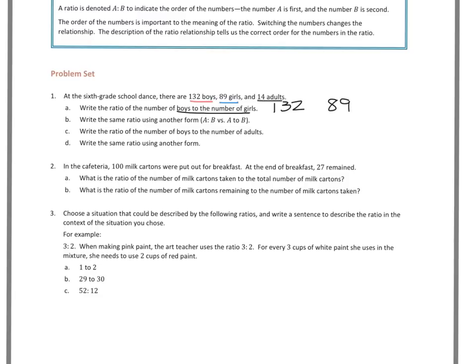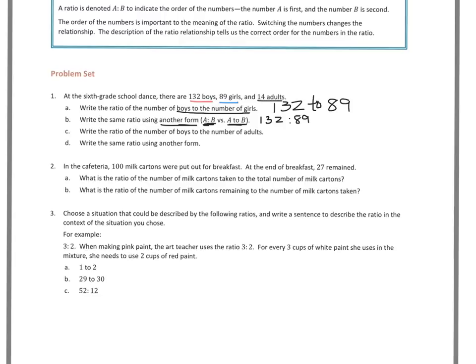Now we have to put something in between there, and there's a couple different ways I could do this, but I'm going to use the word to. So 132 to 89. B says, write the same ratio using another form. And notice that they gave us both. This is the form I used first, A to B. I'm going to use my 2 dots there for the next one. So I have to keep the same order. So boys will be first, and then girls will be second. So there's 2 ways to write my ratios.